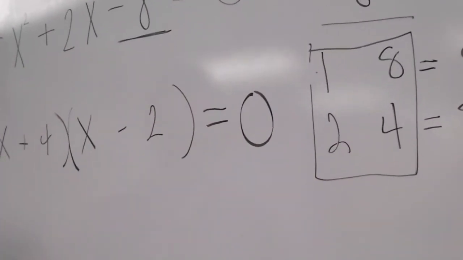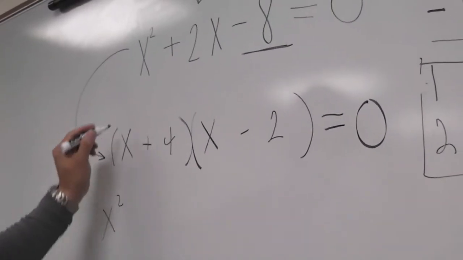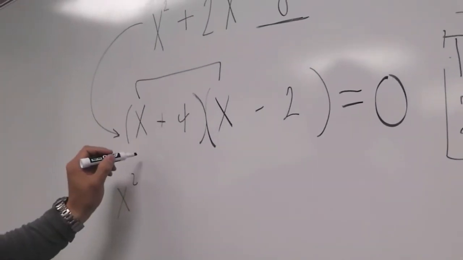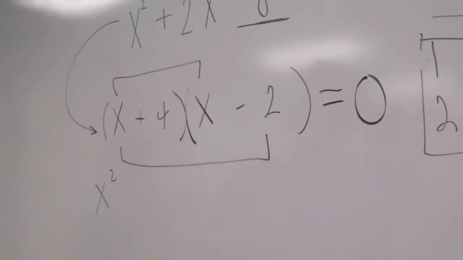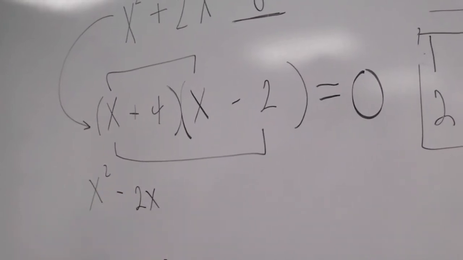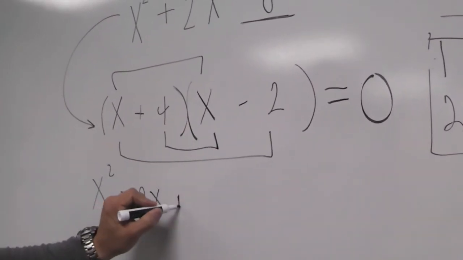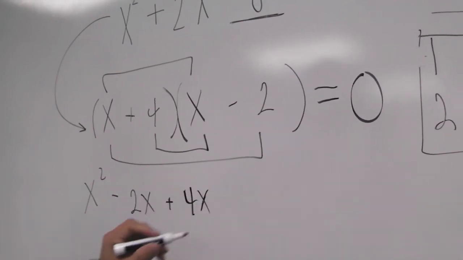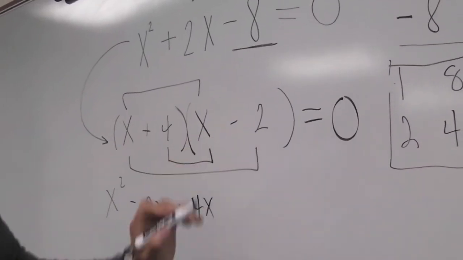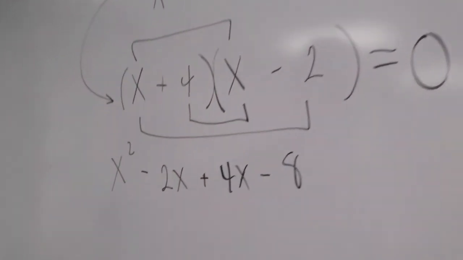So another step in this process is checking. X times x, x squared. Okay, that looks good. Something like we see. All right, let's do the outside. Oh, that's negative 2x, right? All right, let's do the inside. Okay, it looks like a positive 4x. Are we looking good? Looks like something we have up there. All right, 4 times negative 2, negative 8. All right, looks something similar.